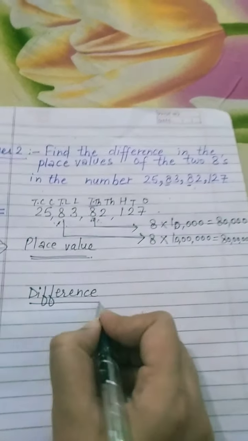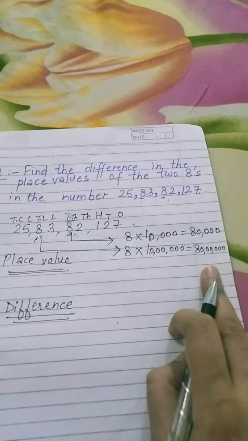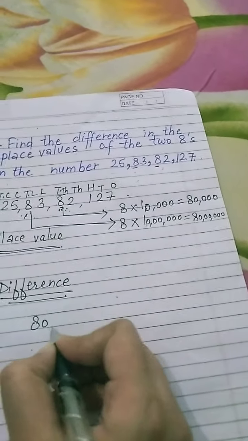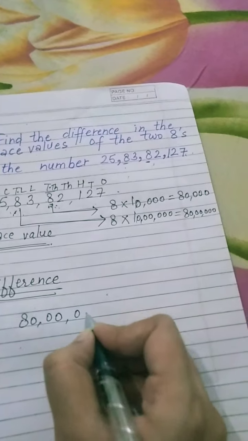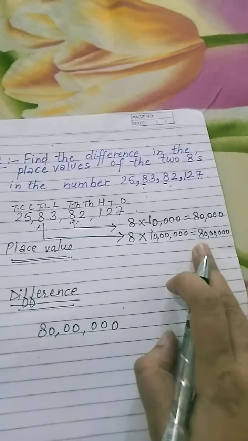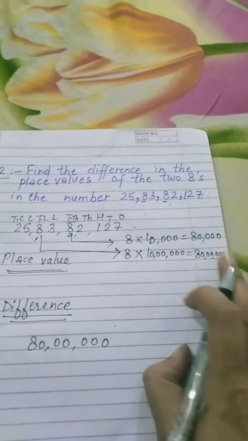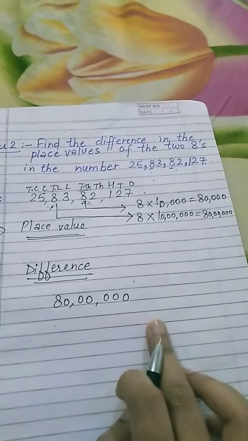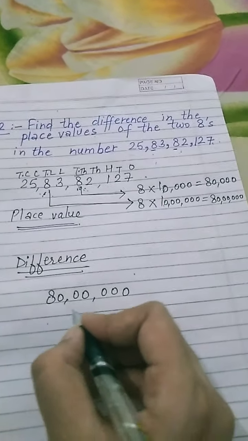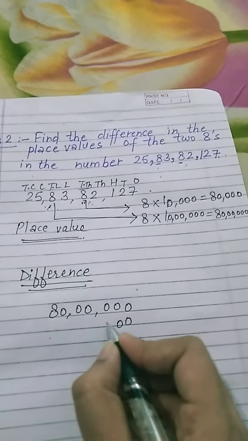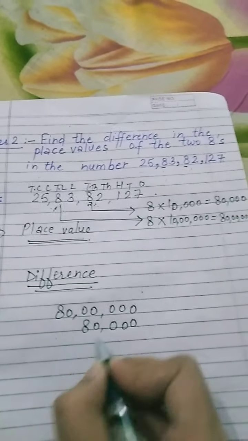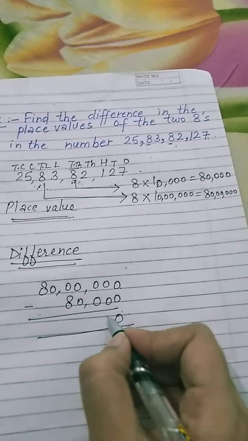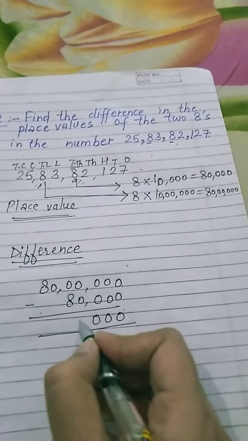Now the next step is we have to calculate the difference of the place value of both 8. And you all know how to subtract the two numbers. First of all, we will write down the bigger number, as this is 80 lakh and this is 80,000. 80 lakh is greater than 80,000. So first of all, we will write down 80 lakh and then 80,000, starting from the right. Zero, then again 0, 0, 0.